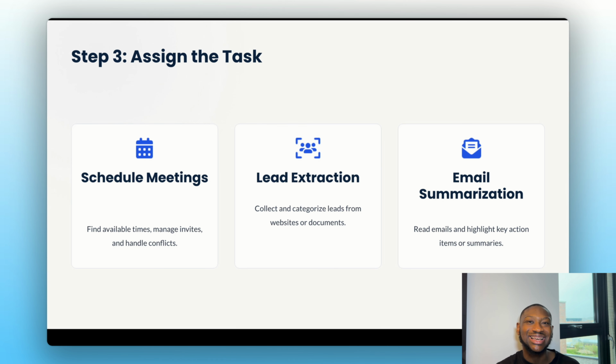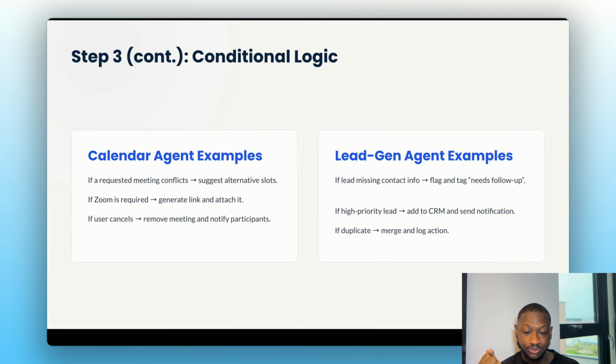So now, assigning a task, which is quite important. Actually, I would say it's even one of the most important. An example here is an AI agent that schedules meetings. A task for it could be to find available times, manage invites, and handle conflicts. Another one, for lead extraction, could be to collect and categorize leads from websites or documents. And finally, for email summarization, it could be to read emails and highlight key action items or summaries.